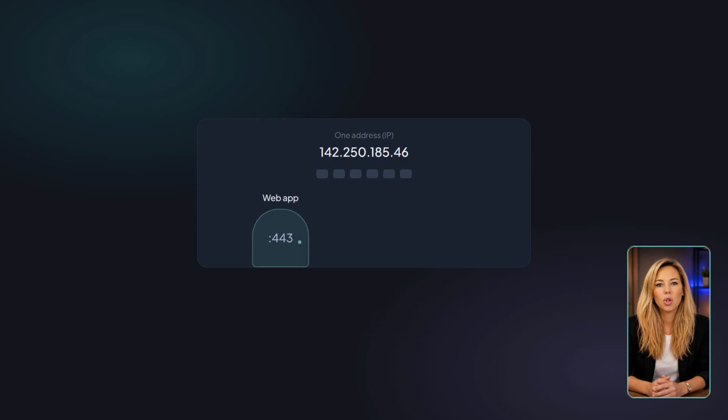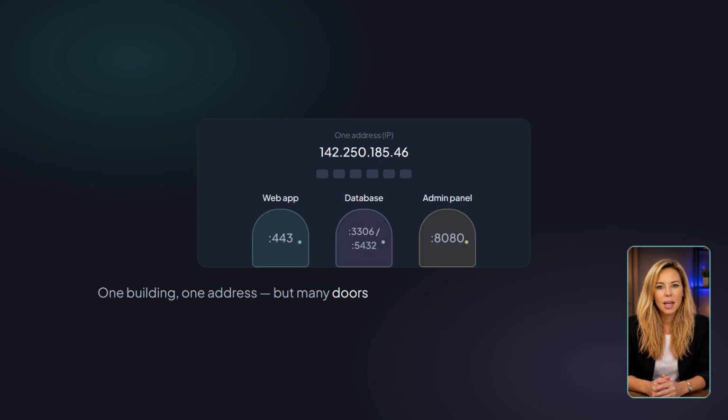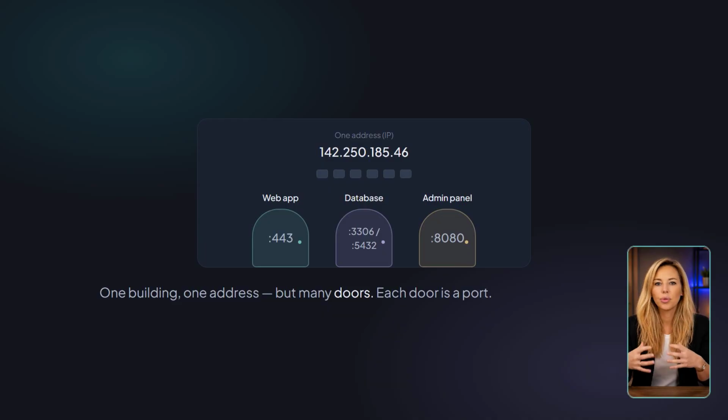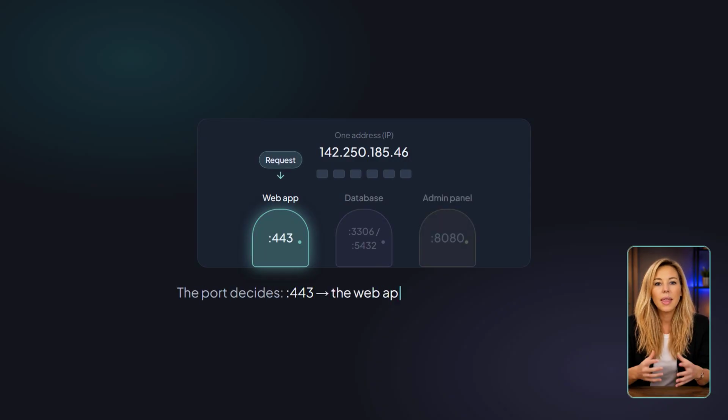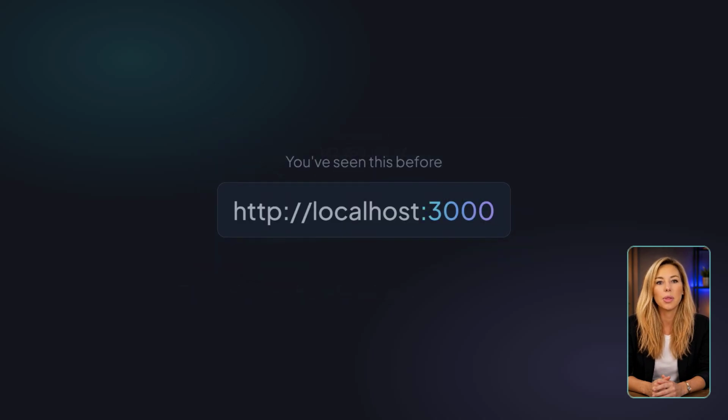The web app listens on port 443, the standard for HTTPS. The database might listen on port 3306, 5432, or another internal port, depending on the system. The admin panel on port 8080. When a request comes in, the port decides which app is responsible. The 3000 is the port.